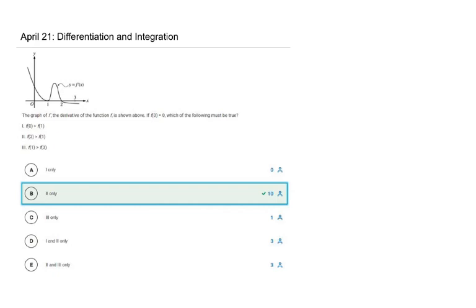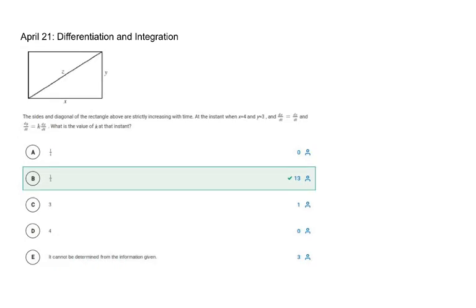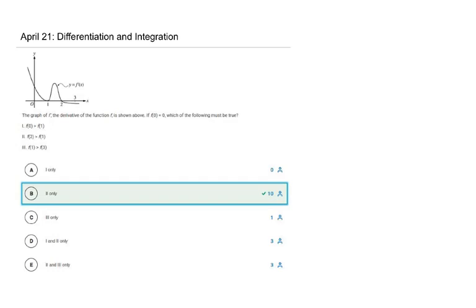So we're going to look at this first one with the graph, and then we're going to look at this related rates type problem. And here we've got the graph of f prime, the derivative of f, and we have an initial condition of 0. And it asks which of these must be true, and it's asking about f, the function, not f prime.